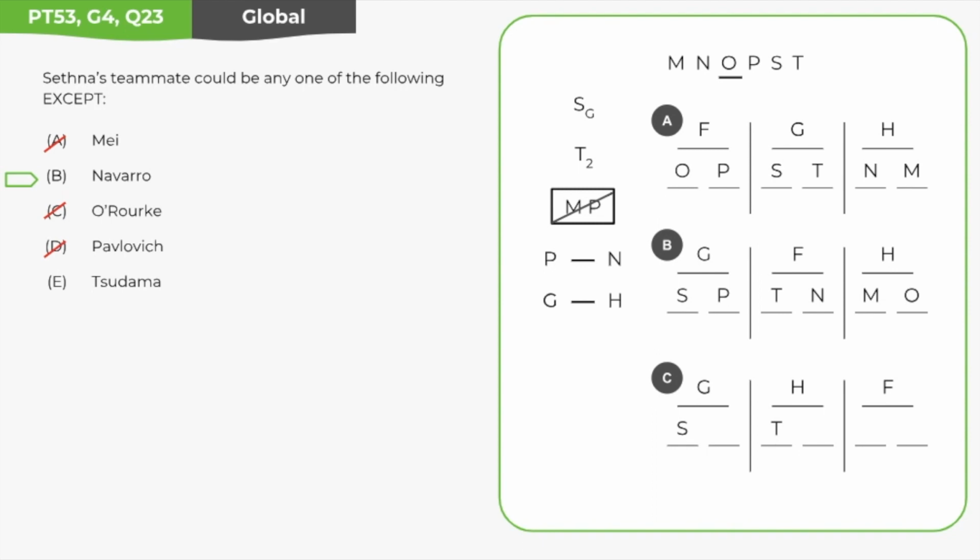We could put it into team 2 with T. And then M and O in team H. We can come up with a hypothetical that satisfies all the rules. So yeah, S can go with P. And S with T, well, that's possible in frame A. So we can get rid of that as well. And that leaves us with B as the right answer.